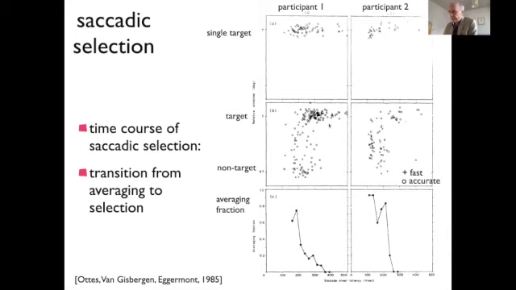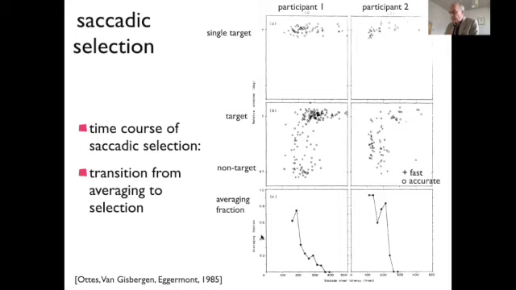And you can really see with the naked eye that these late data are all on the right target, while the early data sometimes do averaging. So there's a temporal transition from averaging to making the correct decision in this example.